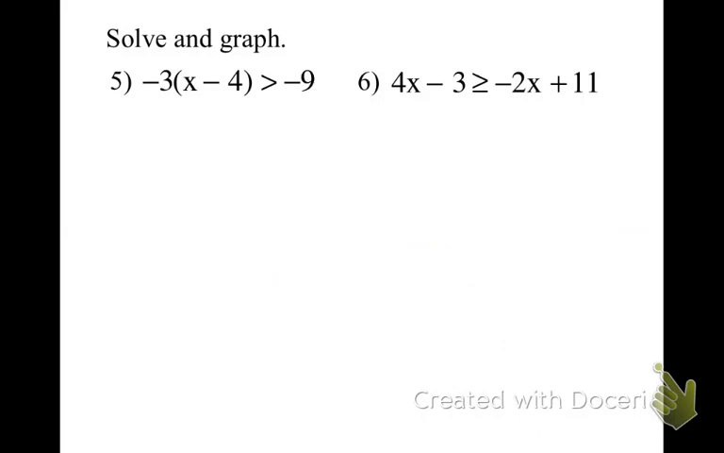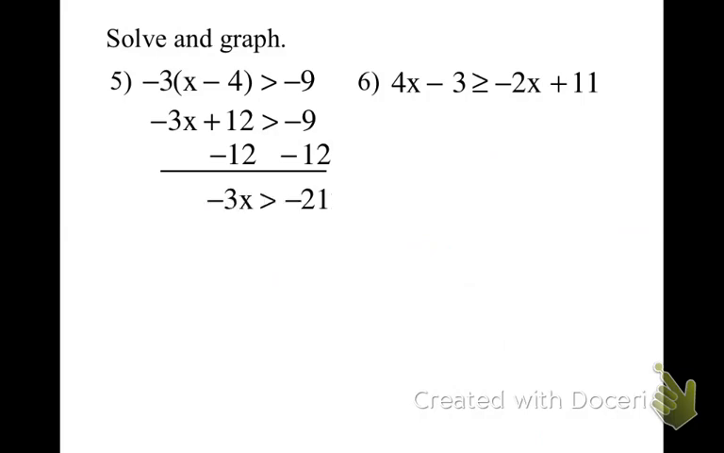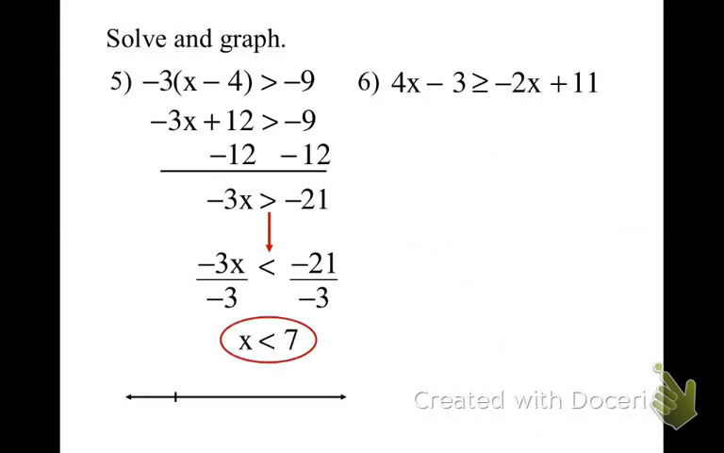All right, now check your work. Distribute, subtract 12. Notice I've got -3x is greater than -21. Divide both sides by -3. Because I'm dividing by that negative, I have to flip the inequality, and then we graph it. The next one, I'm moving my x's all to one side, so I'm adding 2x.